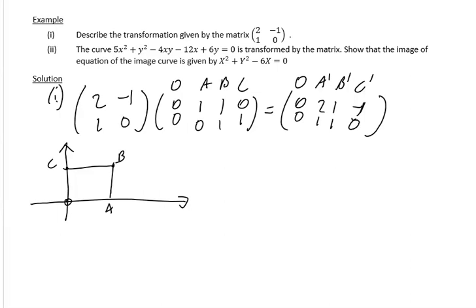And if you notice here, my origin stays fixed, my point B stays fixed, stays at 1, 1, and my point C then moves to minus 1, 0. So this is my C dash here, and my point A starts off at 1, 0, and it moves across to 2, 1. So my A moves up to here.